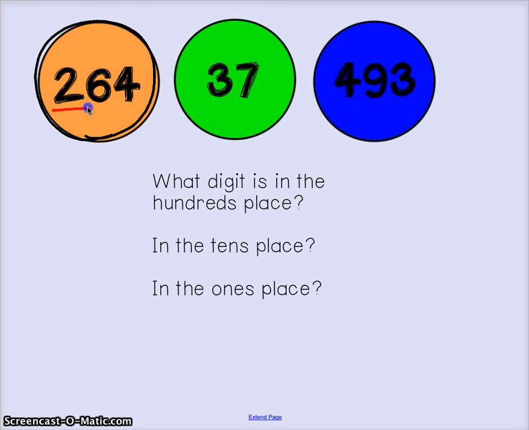Now, friends, I'm going to have you do the next two problems. So 37. Yep, 37. And 493. Ask yourself, what digit is in the hundreds place? Remember, which digit? And then from there, go to the tens and the ones. Take a moment. And then when you are done, you can go ahead and resume the video, but make sure you do this part on your own.